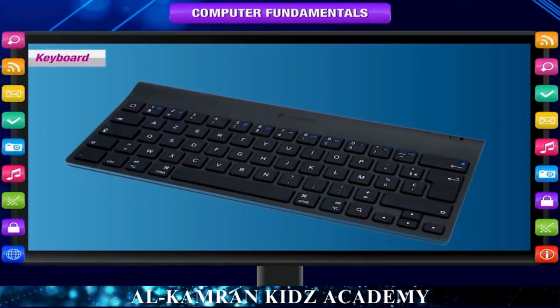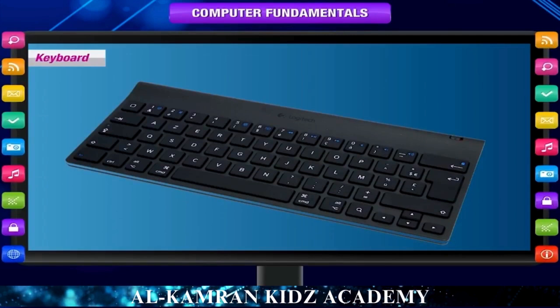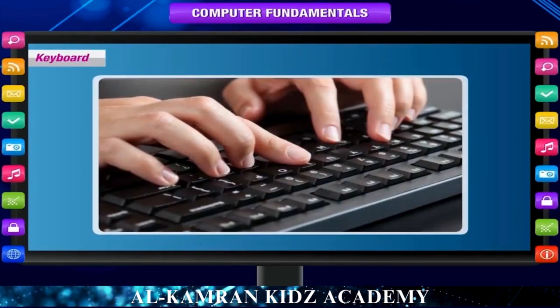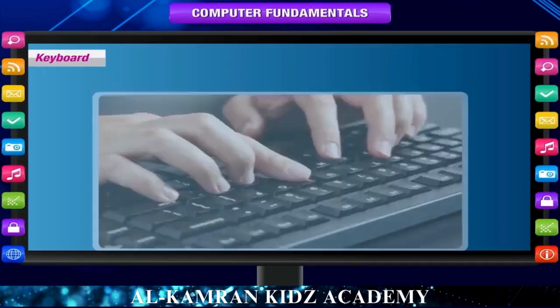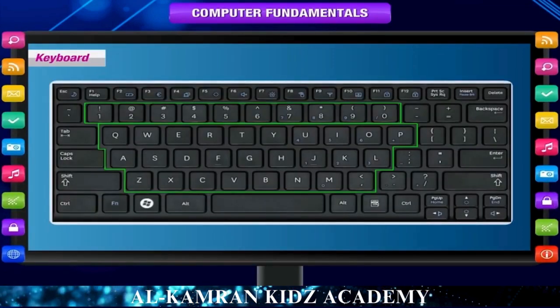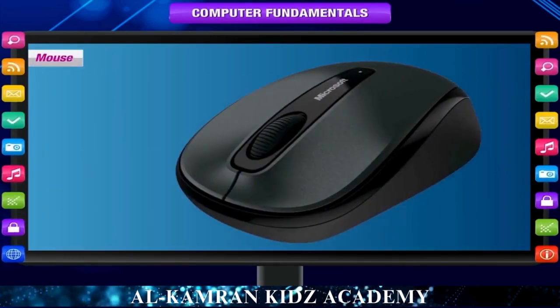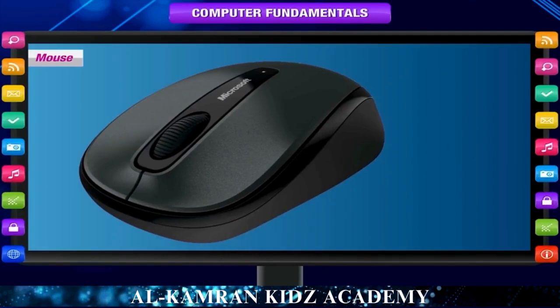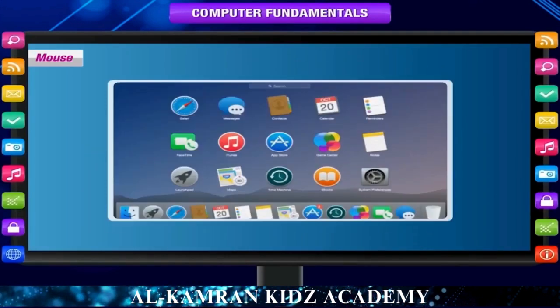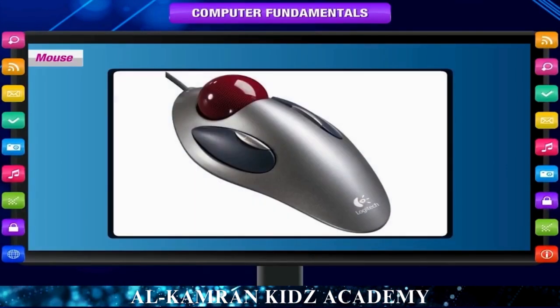Keyboard. A keyboard is the most fundamental input device for any computer system. A keyboard contains keys for letters, numbers, special characters, as well as keys for specialized tasks such as enter, delete, etc. Mouse. When operating systems started to use Graphical User Interface or GUI, the mouse was developed as a pointing device.